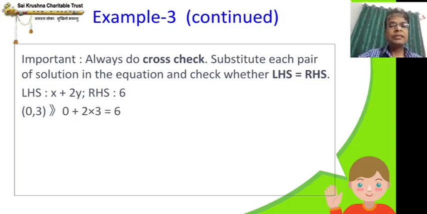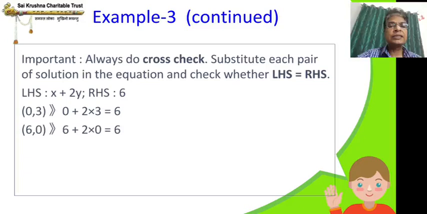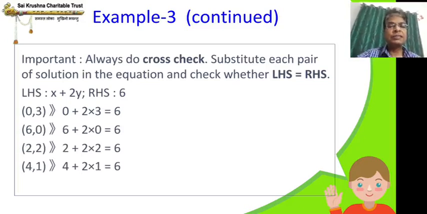If LHS is (0, 3), then 0 plus 2 into 3 equals 6. So I am now finding the value. I am substituting the values of x and y in LHS and seeing what the LHS value is. So the first solution's LHS is 6, second is 6, third is 6, fourth is 6, and RHS is 6. Therefore, LHS equals RHS equals 6.